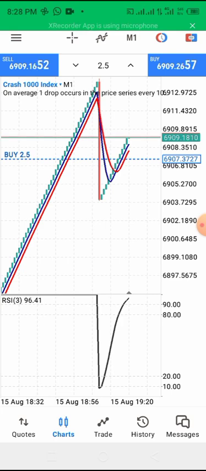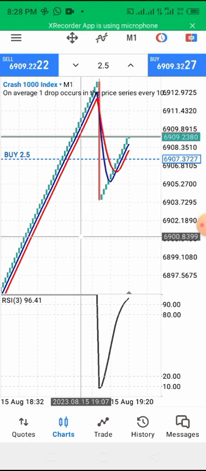So use it on your chart. Don't be scared. If you are scared, like I said, you can always try it on your demo over and over again, and when you're more comfortable, you move to your real account and you start trading.